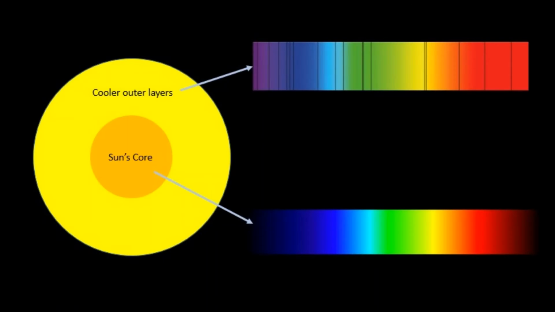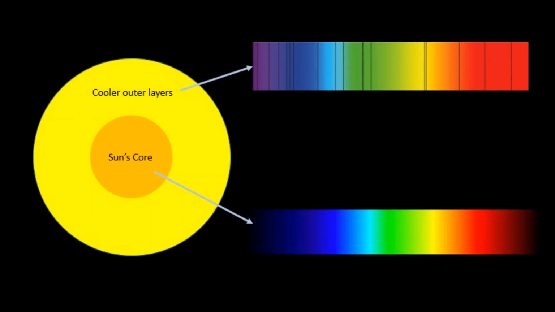All those vertical dark lines are absorption lines, where light from the core of the sun is being absorbed by cooler gases in the outer atmosphere. The darker, more prominent lines are usually caused by hydrogen in the sun's atmosphere because there's lots of hydrogen inside the sun.